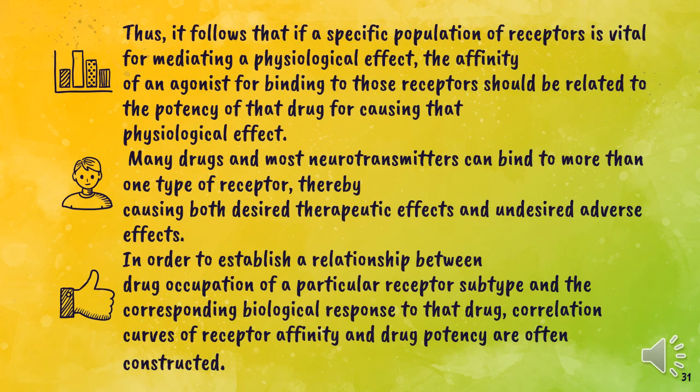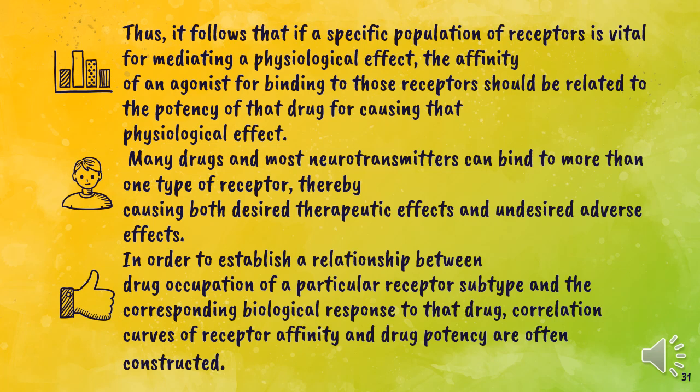Thus it follows that if a specific population of receptors is vital for mediating a physiological effect, the affinity of an agonist for binding to those receptors should be related to the potency of the drug for causing that physiological effect. In simple words, if we are taking a specific population of receptors for a specific effect, the drug we are administering should be potent enough to produce that effect.